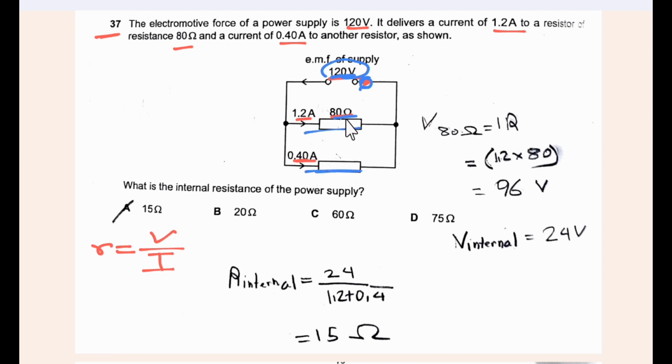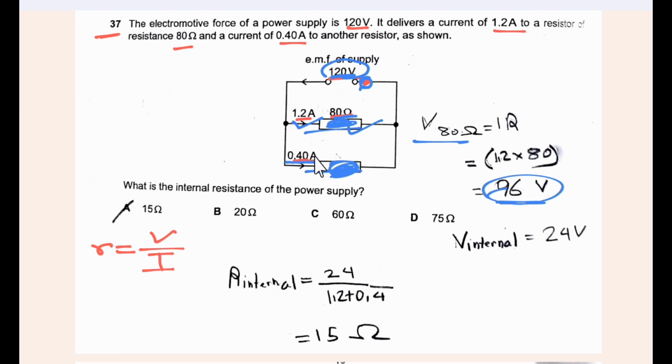So what is the voltage of the 80 ohm resistor? Voltage is equal to current times resistance, and we know the value of current and the resistance, so we can calculate the voltage across the 80 ohm resistor. The voltage across this resistor is the same as the voltage across this resistor since they are arranged in parallel. So we know its voltage and we know the value of current.